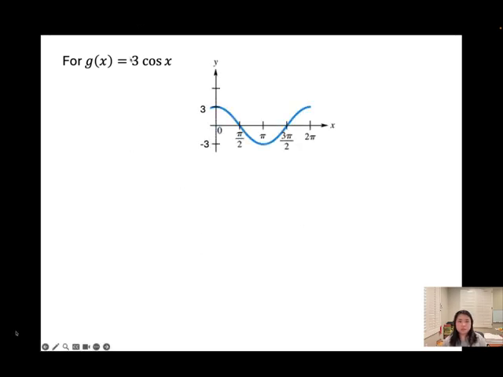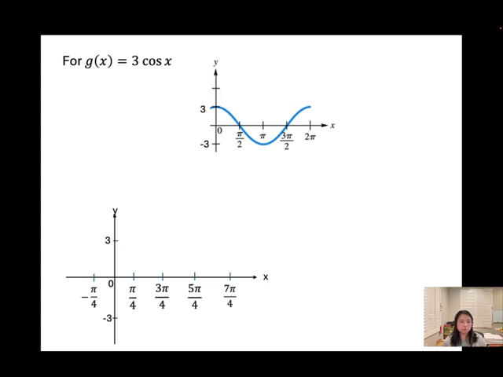Okay, now we try to graph g of x equal to 3 cosine x. So the amplitude 3 is going to be here. Still going down and then going up. Okay, that's a cosine curve. Do the same thing. First, what are you going to put here? It will be 3 again, right? 3 and negative 3. And then we just copy the 5 numbers here.